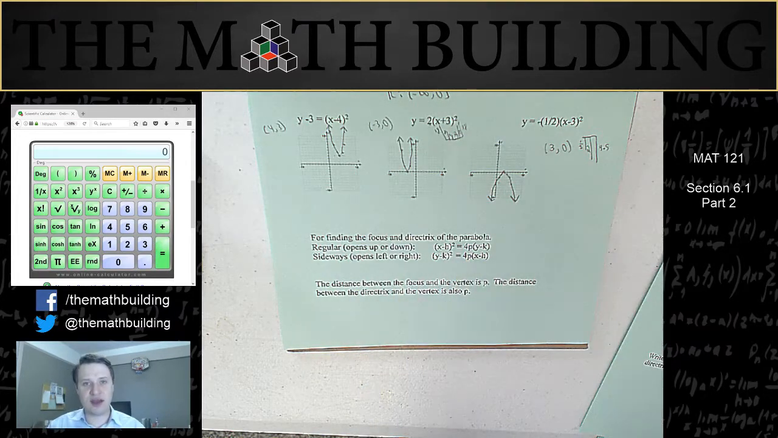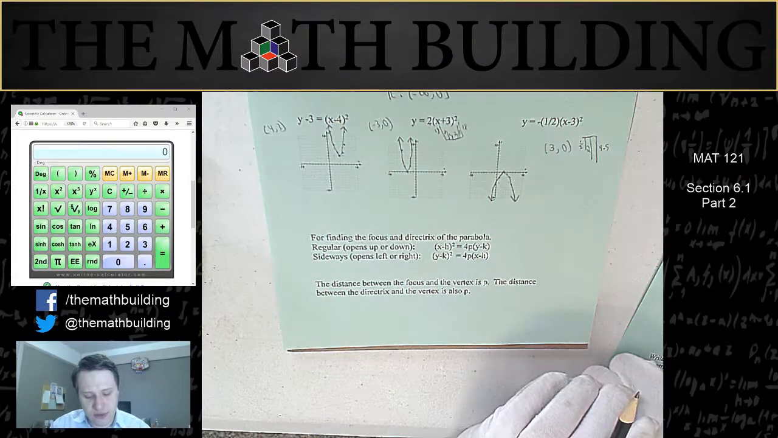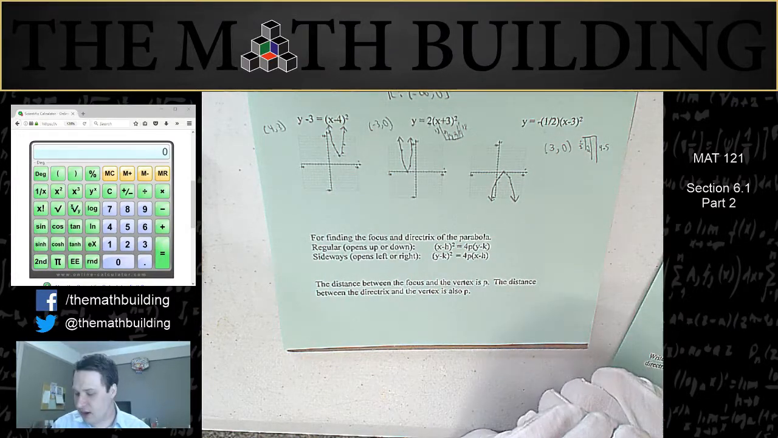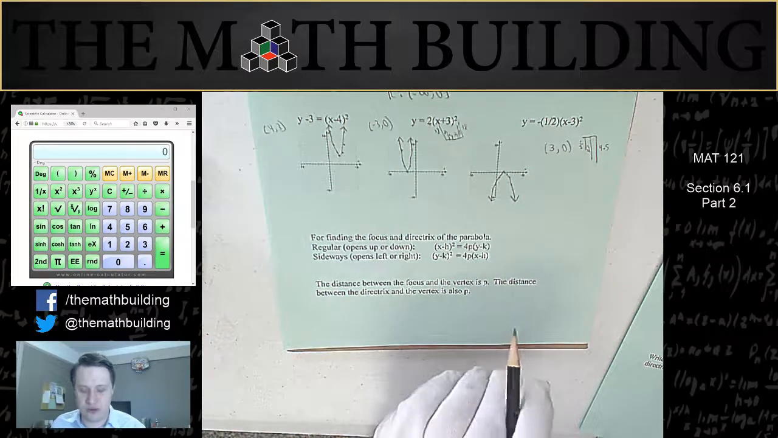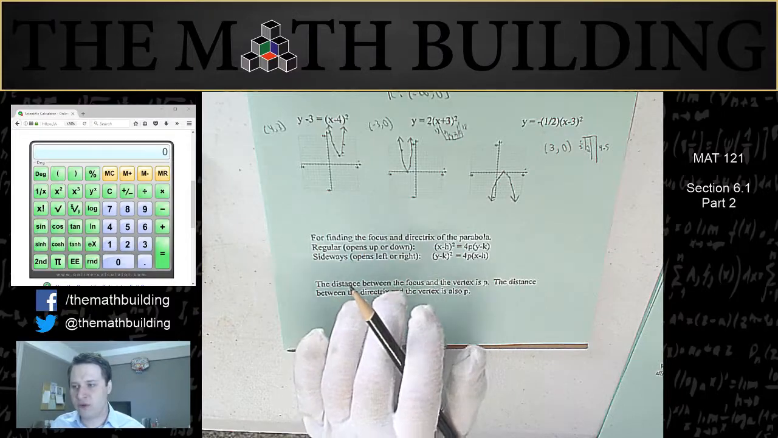And the p is going to tell us how far it is to the focus and how far it is to the directrix. So what I think I'll do is I'll explain this in the next video. And so we'll look at a few examples. It's not that bad, it's just kind of weird at first, but you'll get the hang of it. So I'll see you over in part 3.